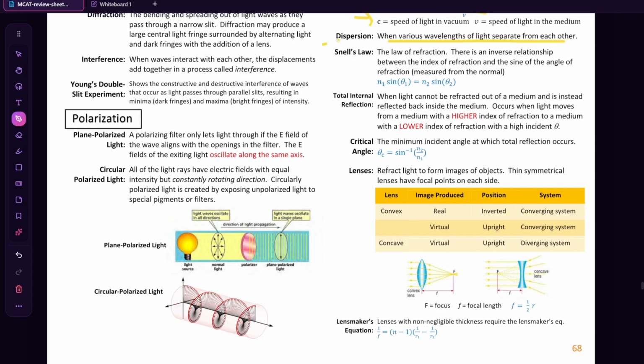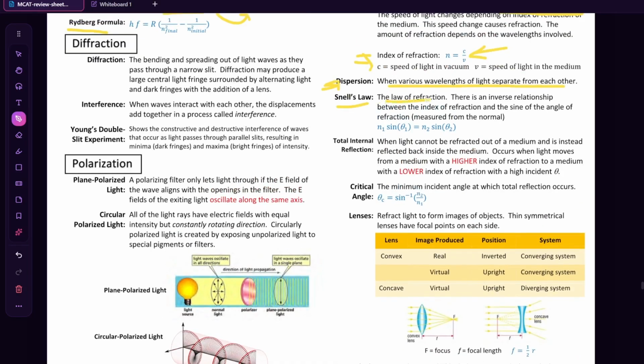So if you've seen the prism, Snell's law is the law of refraction. So it's just a mathematical way of calculating refraction, basically. So it's basically showing that there's an inverse relationship between the medium's index of refraction and the sine of the angle of refraction that light takes inside of it. So light bends essentially more sharply toward the normal line when it enters a medium with a higher index of refraction.